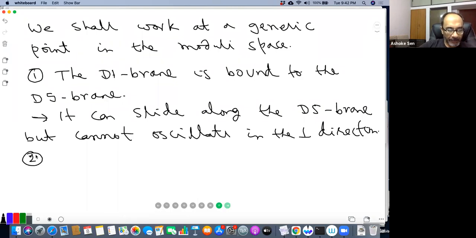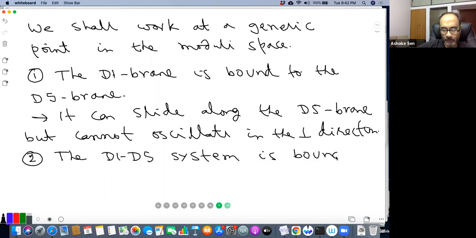The second thing you find is that the D1 D5 system as a whole is bound to the center of tau naught. Again, this is not a generic quantum moduli space, because there's a potential generated for the D1 D5 system that binds it to the center. Again, of course, if you give it energy, then you can move it away, but that will make it non-BPS.